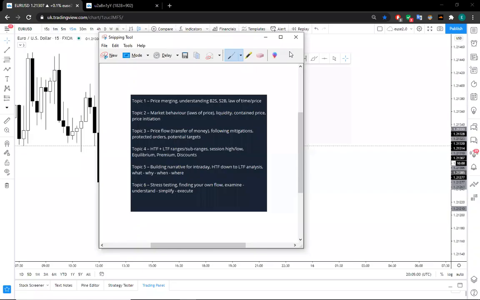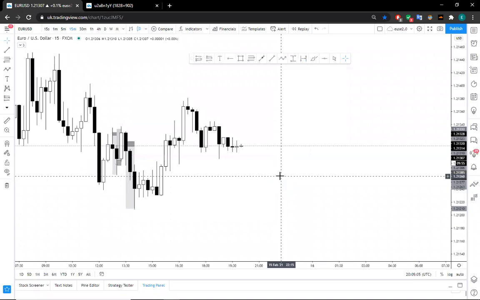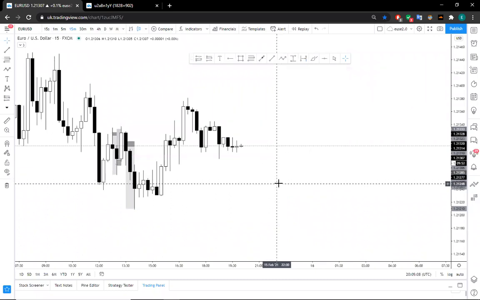Oh crap. Sorry, I just pressed stop share. Yeah, can you guys see my screen still? Yeah. All right.